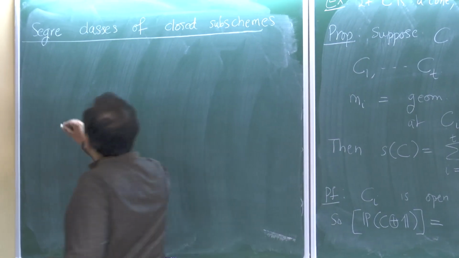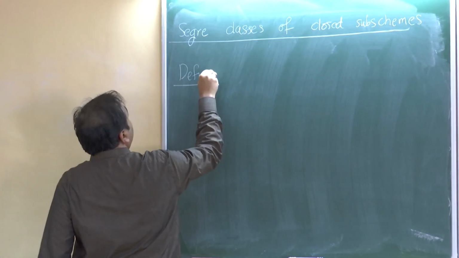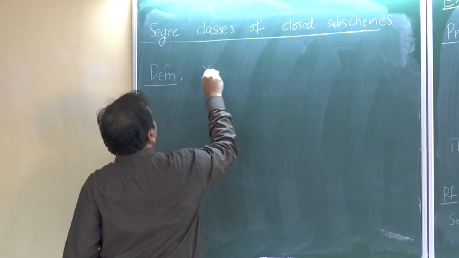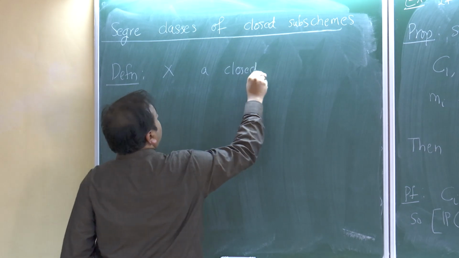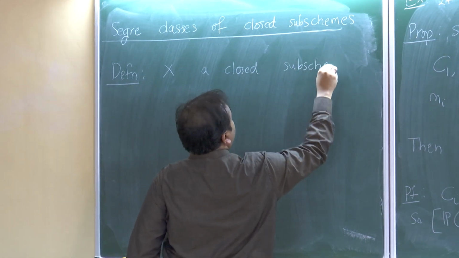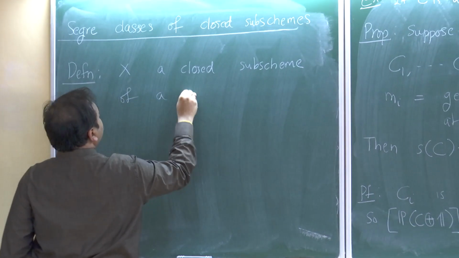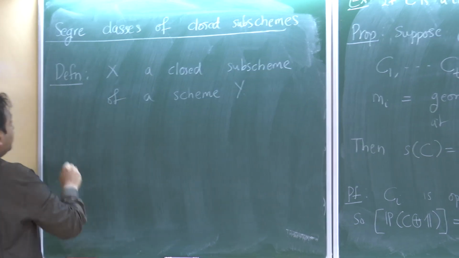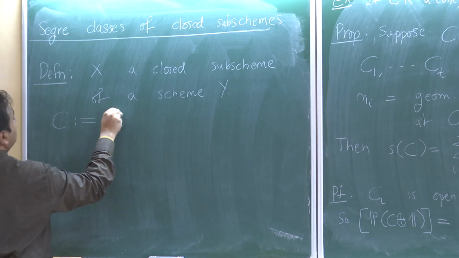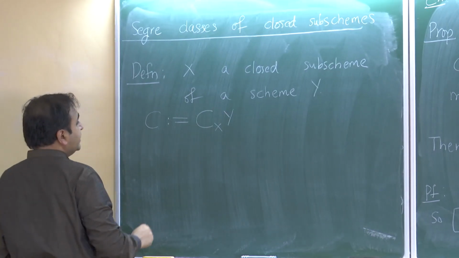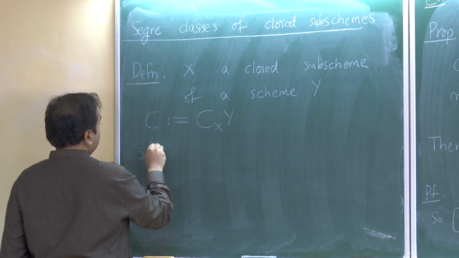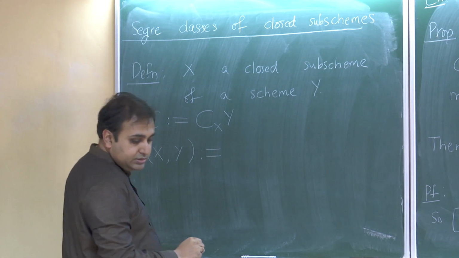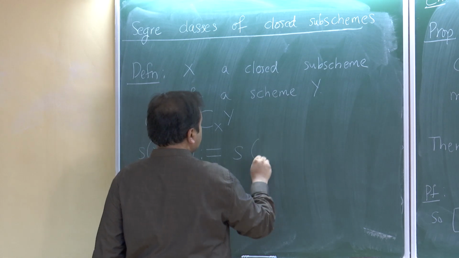So, definition. X is a closed subscheme of a scheme Y. Then I define C to be the normal cone of Y at X. So we define the Segre class of X in Y to be the Segre class of this cone, S of C.